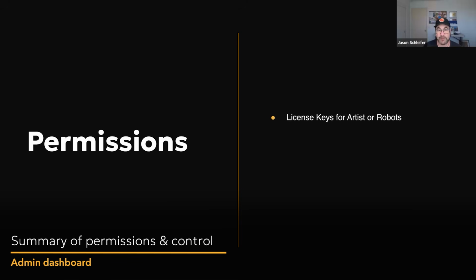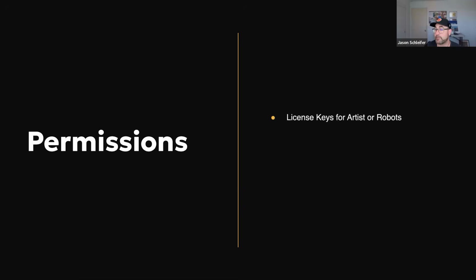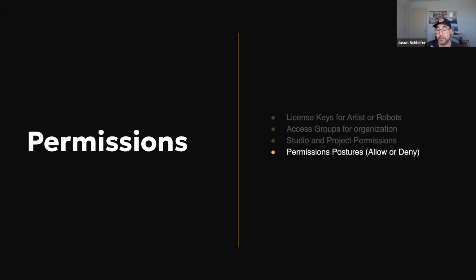So with the permissions, the way that we've defined them is you have the ability to create license keys for either artists or robots or some combination thereof. You can organize those license keys into groups, and then you can have studio and project level permissions with different postures, whether it's an allow everything, deny specific things, or deny everything and allow other things.